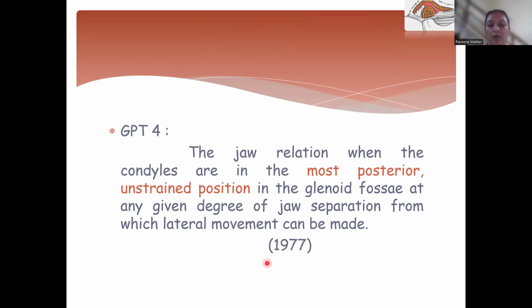According to GPT-4 in 1977, centric relation was defined as the jaw relation when the condyles are in the most posterior, unstrained position in the glenoid fossae at any given degree of jaw separation from which lateral movement can be made.